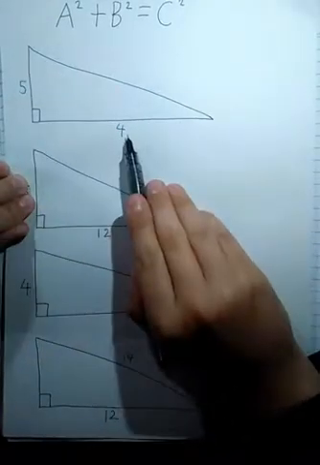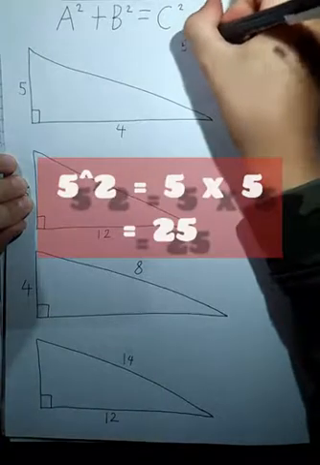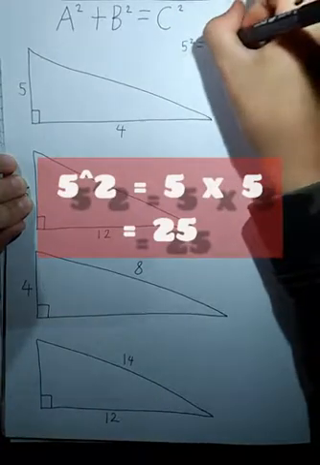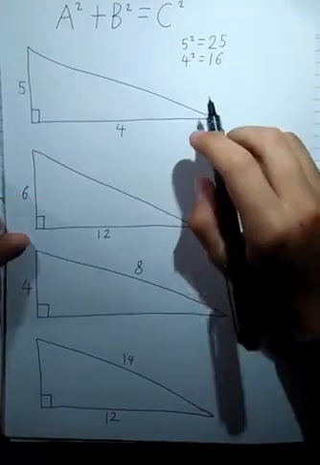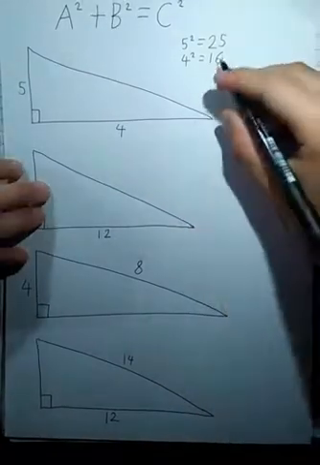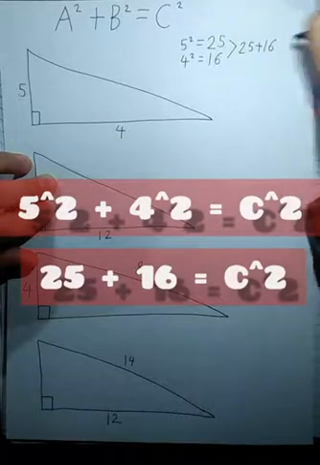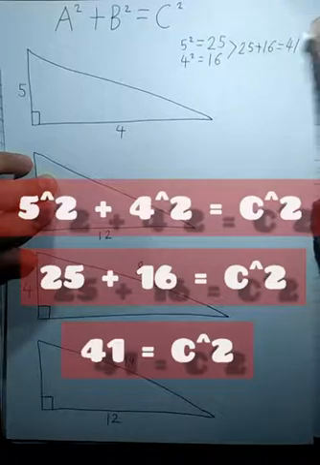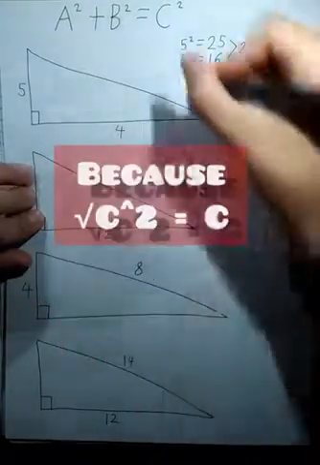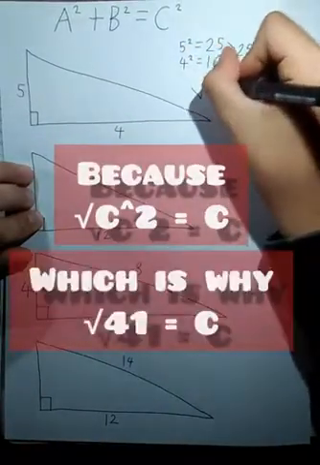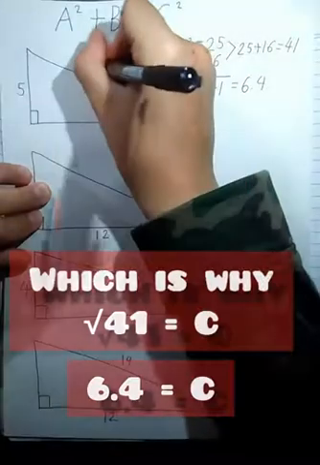Now, let's take a look at the first one. This is a and this is b, so let's square the numbers. 5 squared equals 25. And 4 squared equals 16. And remember, squaring is just multiplying the number by itself. Now we'll add them. 25 plus 16 equals 41. Now we have to do the opposite of squaring for c and square root 41. And the square root of 41 is 6.4, so we'll write that on.